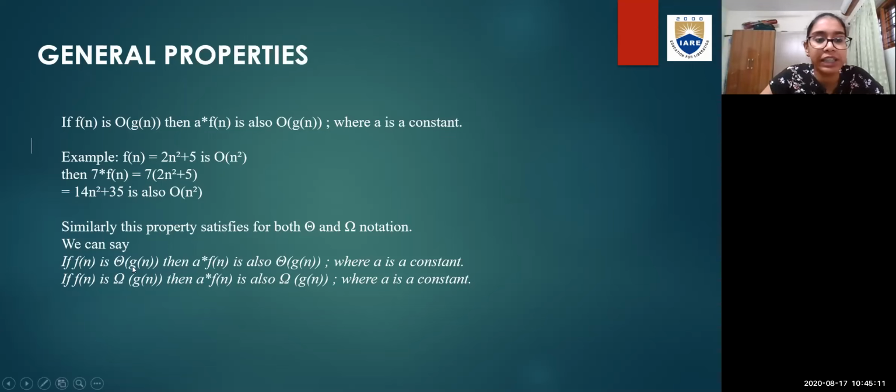If f of n is theta of g of n, then a into f of n is also theta of g of n, where a is a constant. Again, if f of n is big omega of g of n, then a into f of n will also be big omega of g of n. If you multiply with any constant, it will not change your big O of g of n, your theta of g of n, and your big omega of g of n. This is a general property.